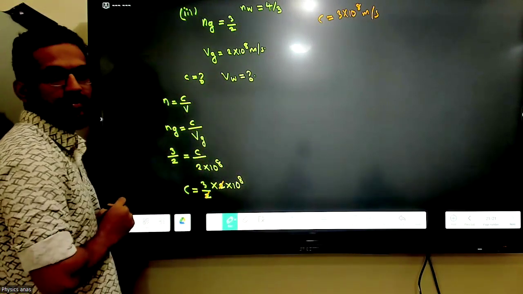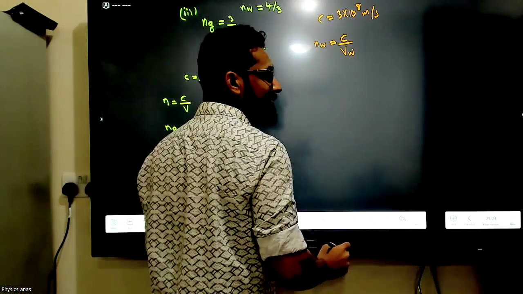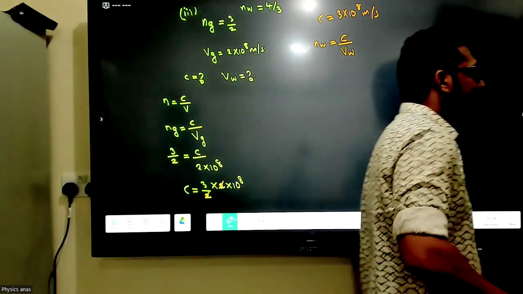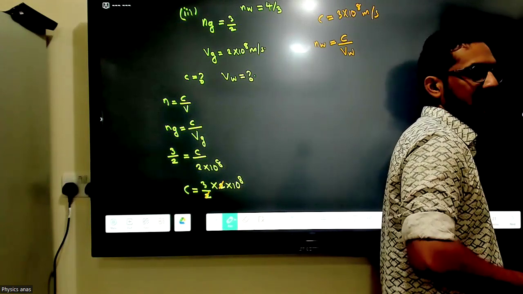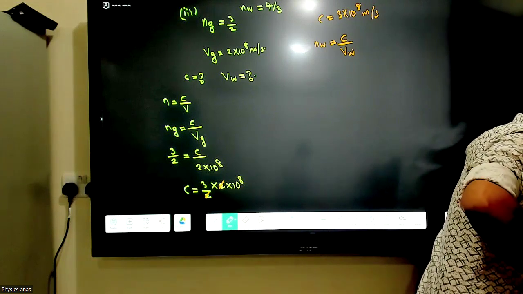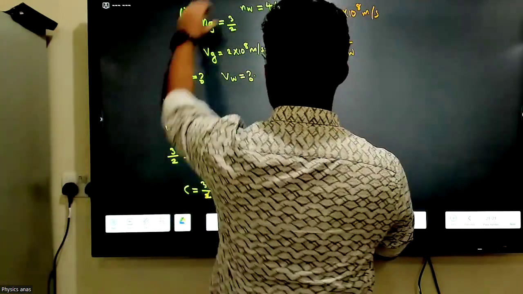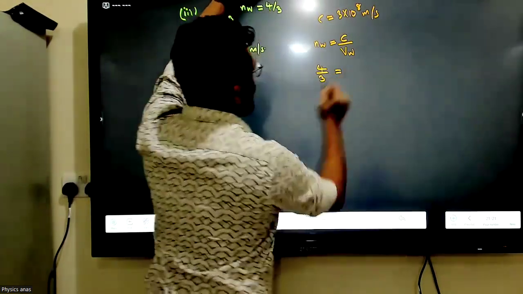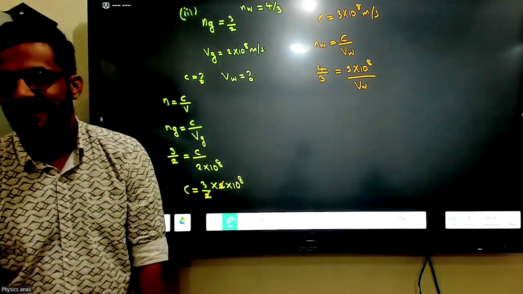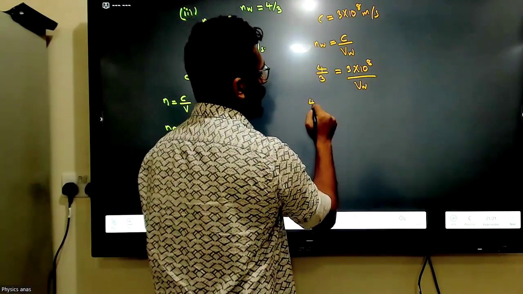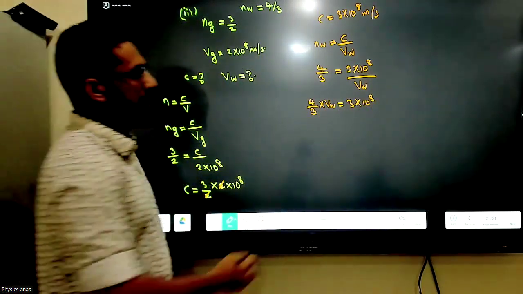Then how can you find the value of Vw? nw is c divided by Vw. nw is given as 4 by 3, which is equal to c, that is 3 into 10 raised to 8, divided by Vw. You can find Vw from this. Bring Vw to the other side, then that will be 4 by 3 into Vw is equal to 3 into 10 raised to 8, right? Then what is Vw?